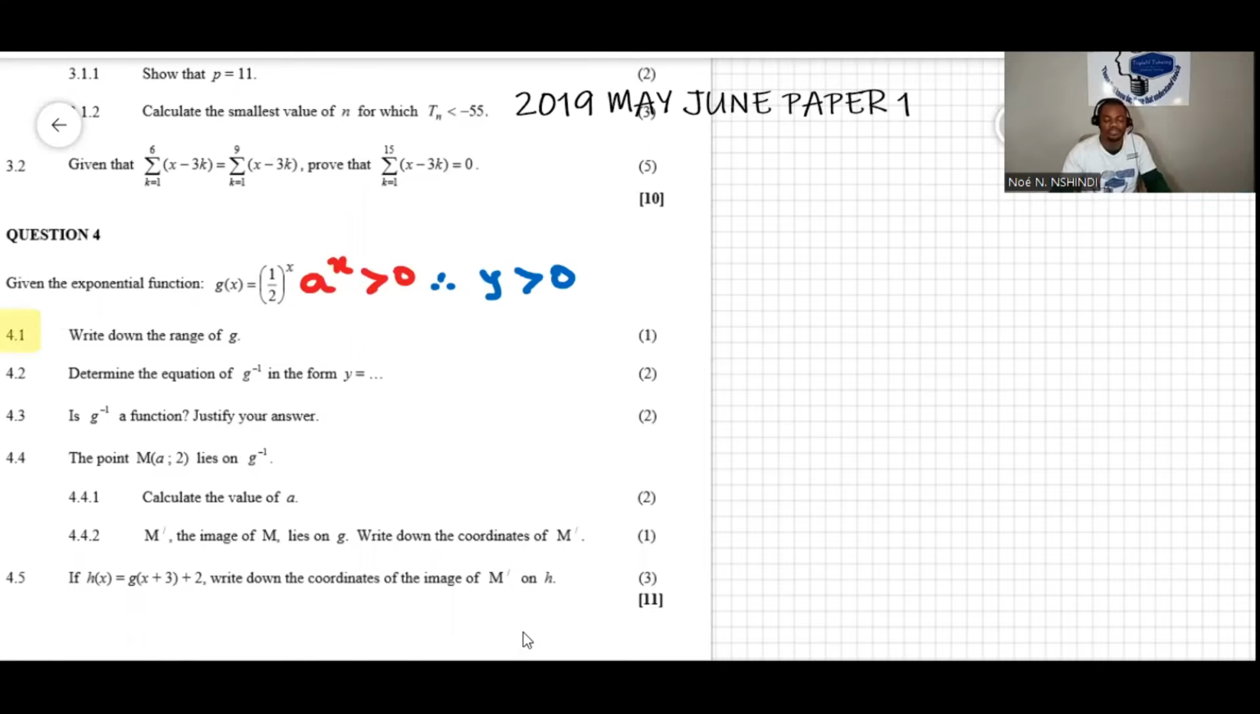Now we're going to do question 4.2. The question says, determine the equation of g minus 1 in the form y equal to. I'm writing my question here, 4.2. So we're looking for g minus 1, the equation of g minus 1 in the form y equal to.